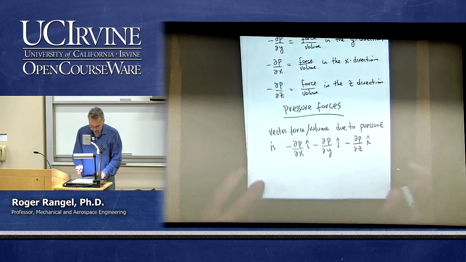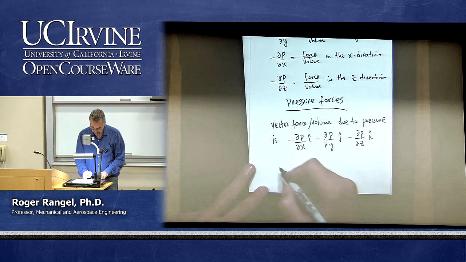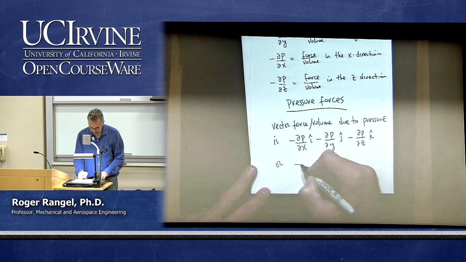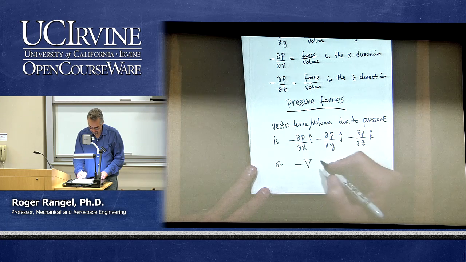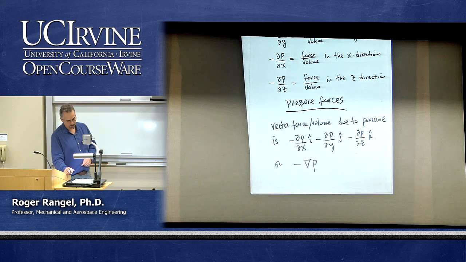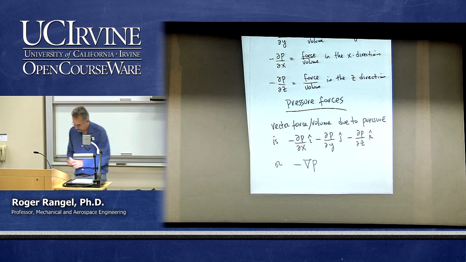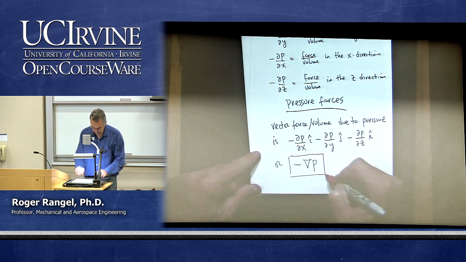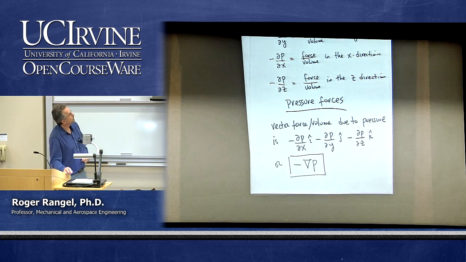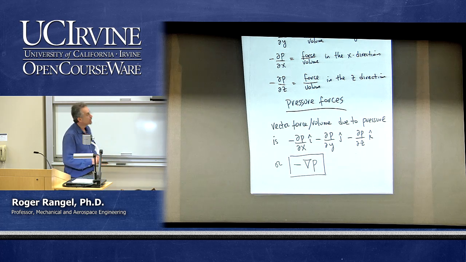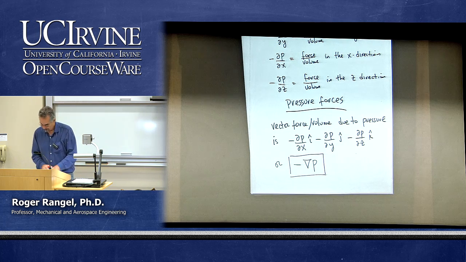So if you remember from calculus, this can be written simply as negative the gradient operator of the scalar function pressure. So this quantity, negative the gradient of pressure, represents the pressure force per unit volume acting on a fluid element.